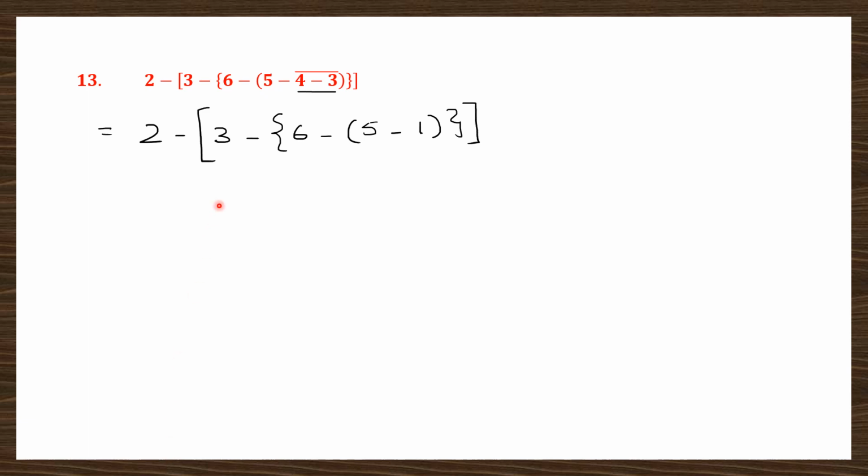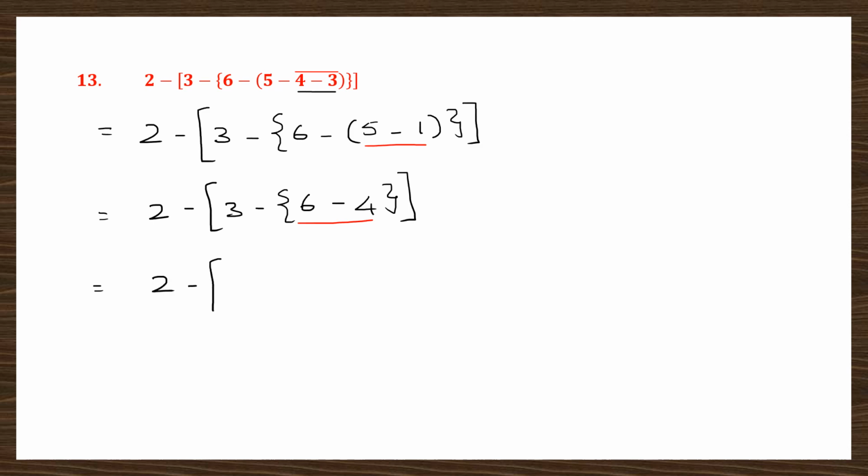Now we have 3 brackets here, square, curly and parenthesis, and parenthesis has to be done next. So let's do that. 2 minus 3 minus curly bracket 6 minus. Now 5 minus 1 is 4. So parentheses are removed, curly brackets and square brackets are put back. Now we have to work out what is within the curly brackets. So what do we have here now? 2 minus square bracket 3 minus 6 minus 4 is 2. So curly brackets are removed, we put back the square brackets.